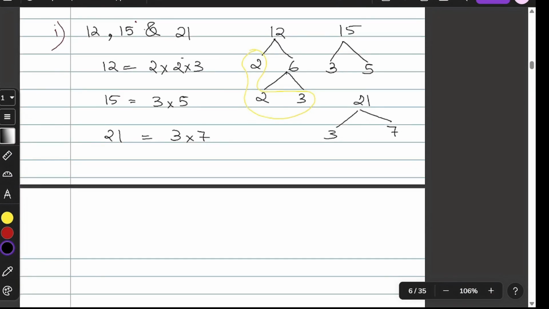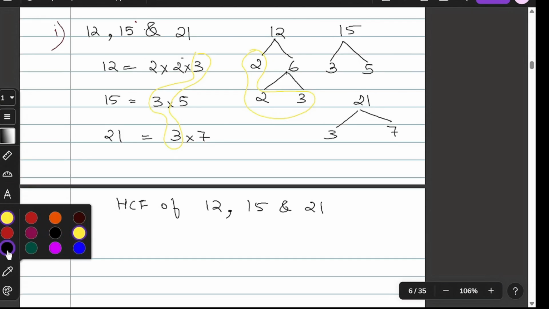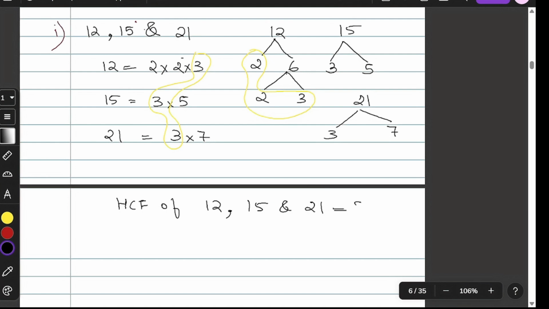Now we have to find the HCF of 12, 15 and 21. Okay, so look here, this 3 is getting repeated everywhere, right? So what is the HCF of 12, 15 and 21? It is going to be 3.